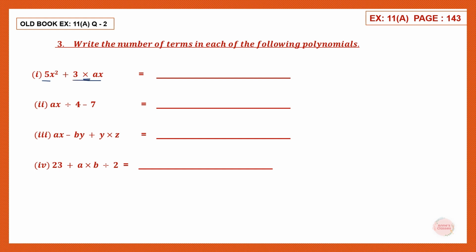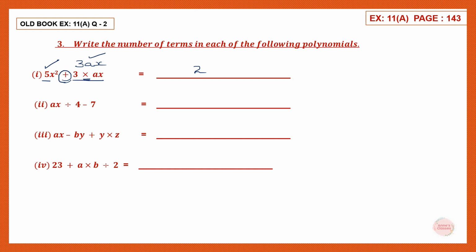That means 3 into ax can be written as 3ax. Can you see? That has now become one term. So totally how many terms do we have? We have 1 plus 1, we have 2 terms. So just look out for the plus and minus sign. There is 1 plus sign, so there are 2 terms.